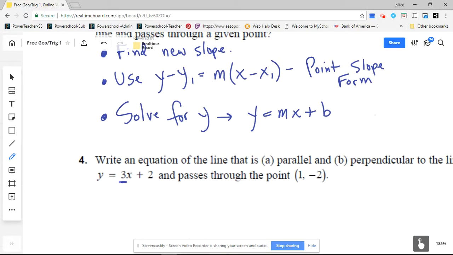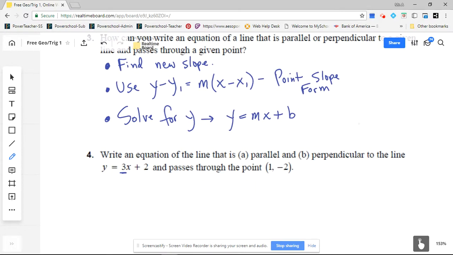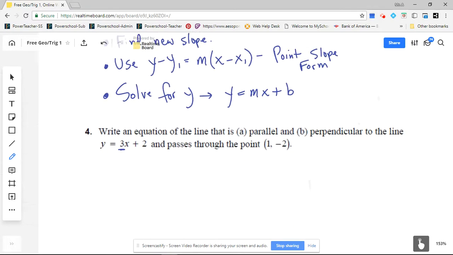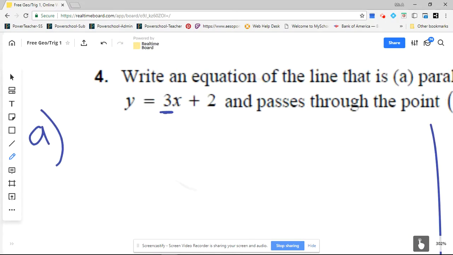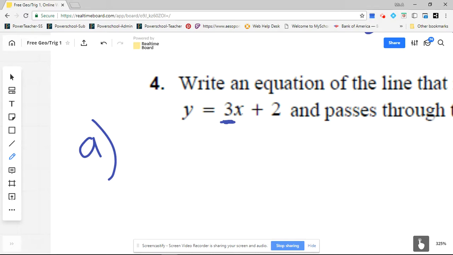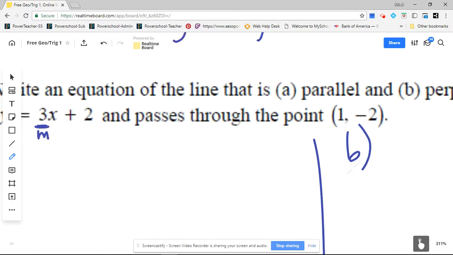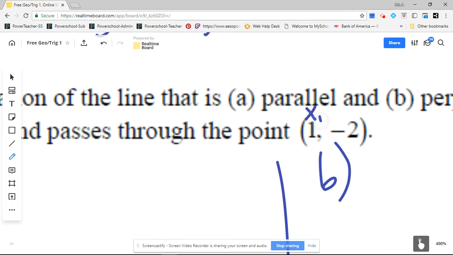So we go down to number 4, and they want us to put this into play. Let's try these 3 steps. So I'm going to draw a line down the middle. We'll do A on this side. We'll do B on this side. It says find the equation of a line parallel in A and perpendicular in B to y equals 3x plus 2. Okay, so here's your slope, 3. That's your m. And then your x1 and your y1 are right here.